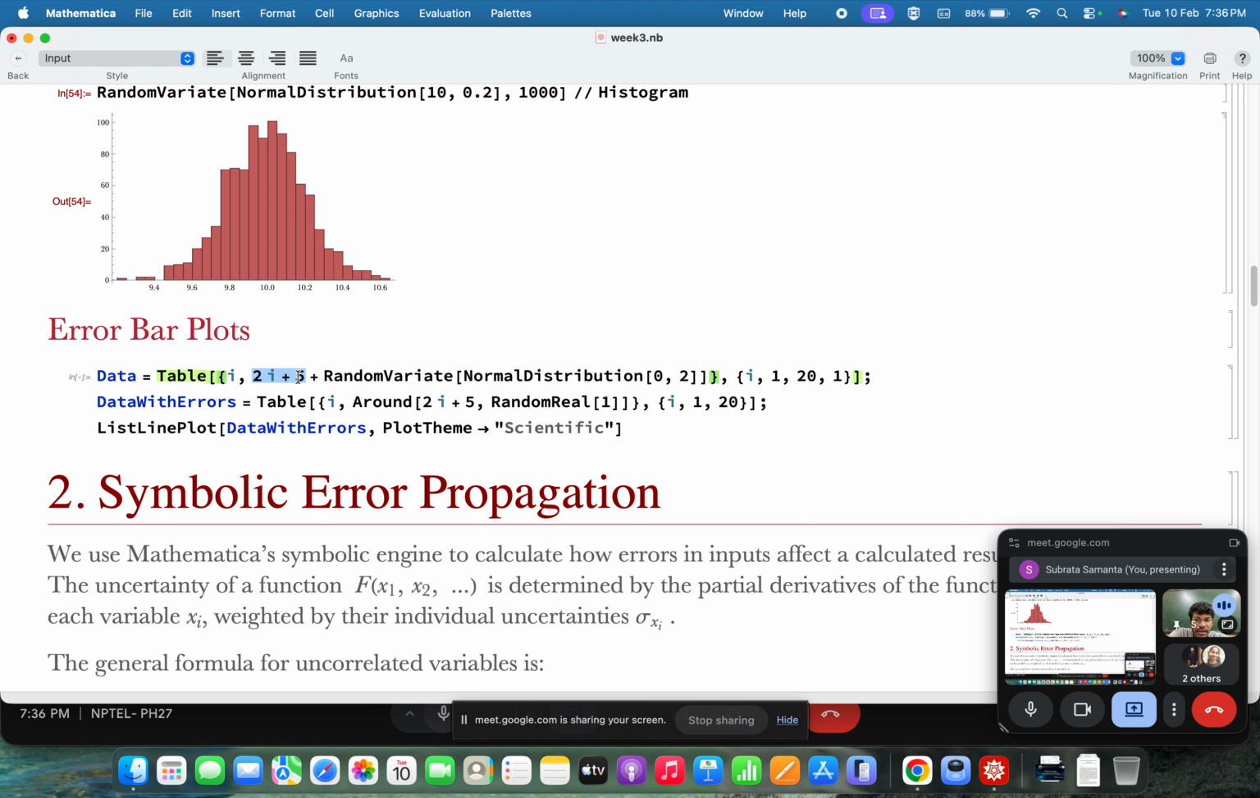Let us say y equals 2x plus 5, and for x I have some discrete points, 1 to 20 with a step of 1. That means I have 20 points, but I add some random numbers to those points. So all the points are not along the straight line, but there are some fluctuations. We will see.